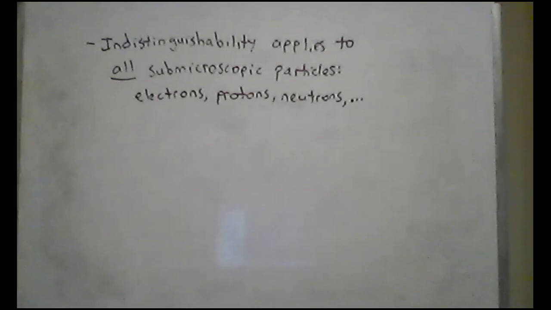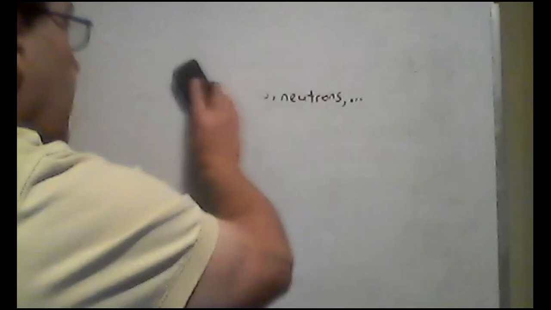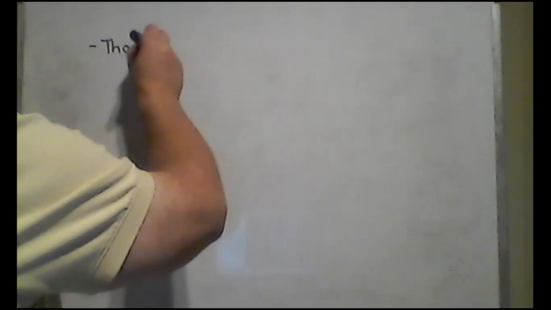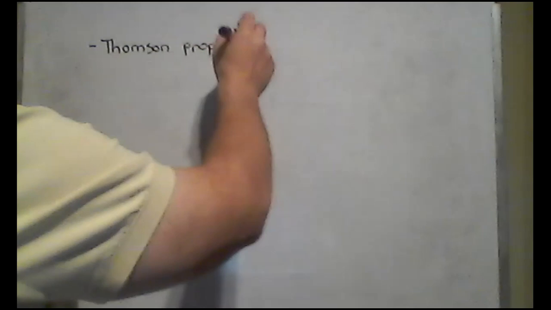And so the idea is, at the time, Thomson had also published what was called a plum pudding model. All right, so we have these electrons, but Thomson believed in the plum pudding model. So Thomson proposed the plum pudding model.